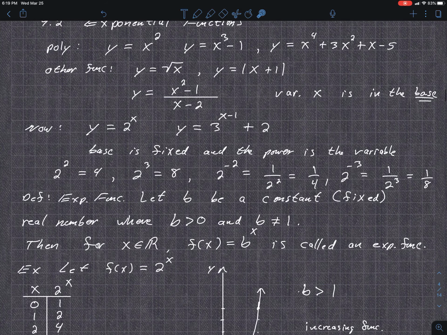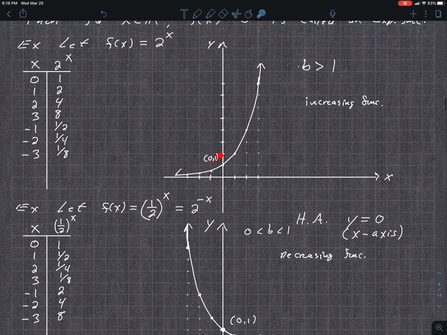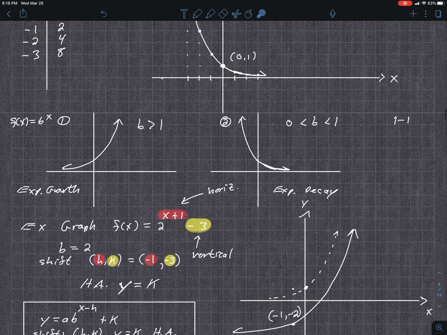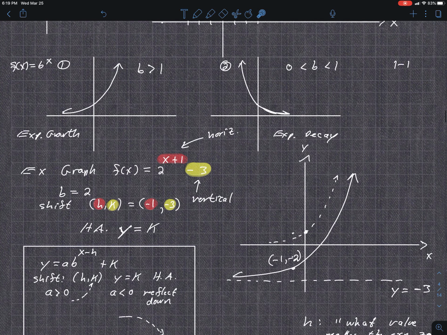So let me talk about exponential functions. Exponential functions are these basic ones. So you have 2 to the x and 2 to the negative x. So know this basic format. This is all exponential.